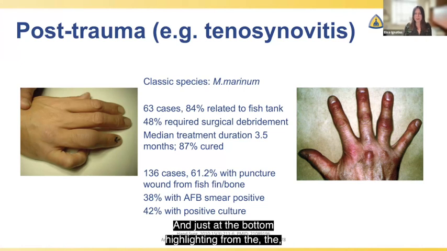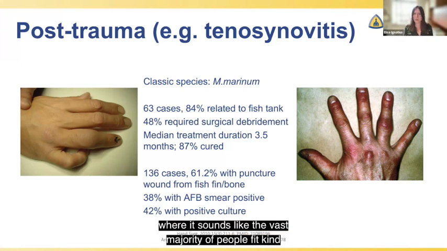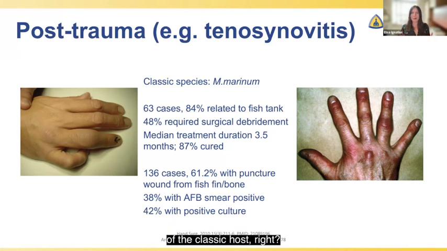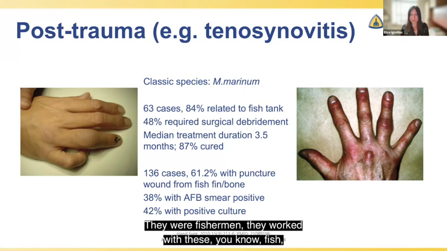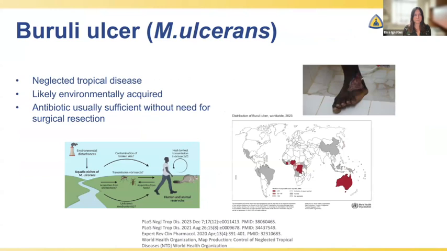And just at the bottom, highlighting from the case series of 136 patients, again, the point that I already made, which is that the clinical suspicion must be high. So in this case series, where it sounds like the vast majority of people fit the classic host, right? They were fishermen, they worked with these fish, their hands were in the water all the time. Still only about 42% had positive cultures, 36% had positive smear microscopy. So really needing to have all of the data in order to cinch the diagnosis.